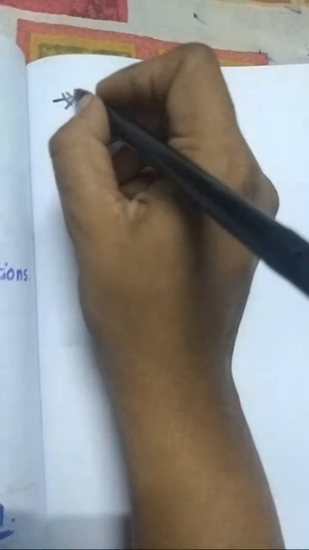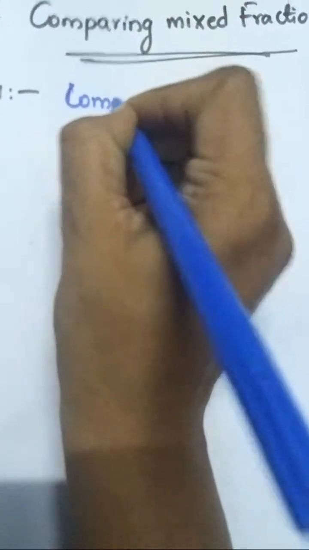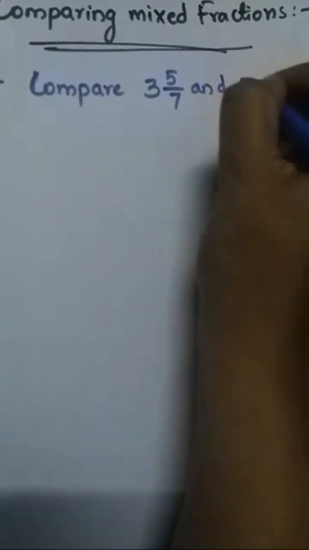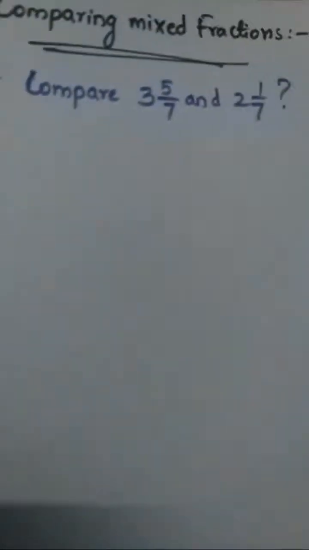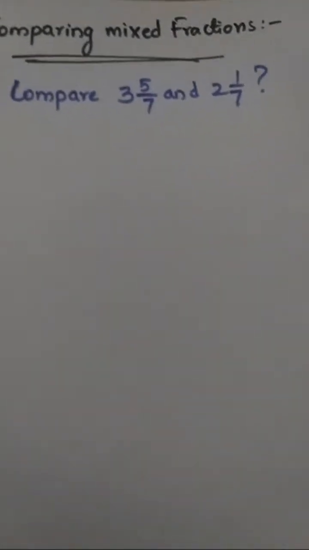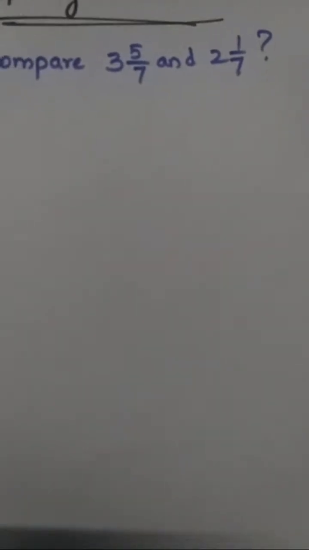Okay. Now, again, comparing mixed fractions. Another type is mixed fractions. See here, for example, I am taking this; two methods are there. In this also there are two methods. By example I will show. Compare 3 5 by 7 and 2 1 by 7. Okay, which one is greater, children? We can't tell this easily.